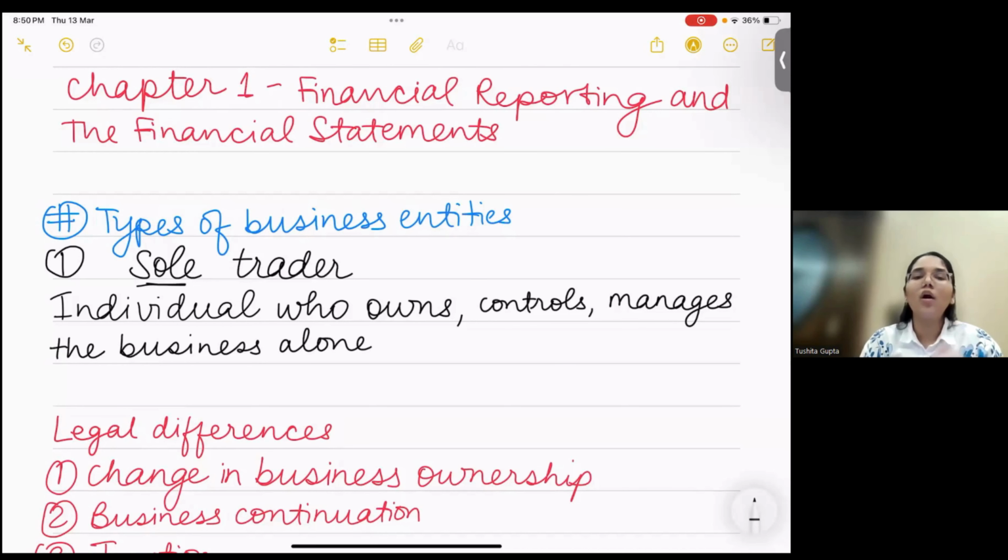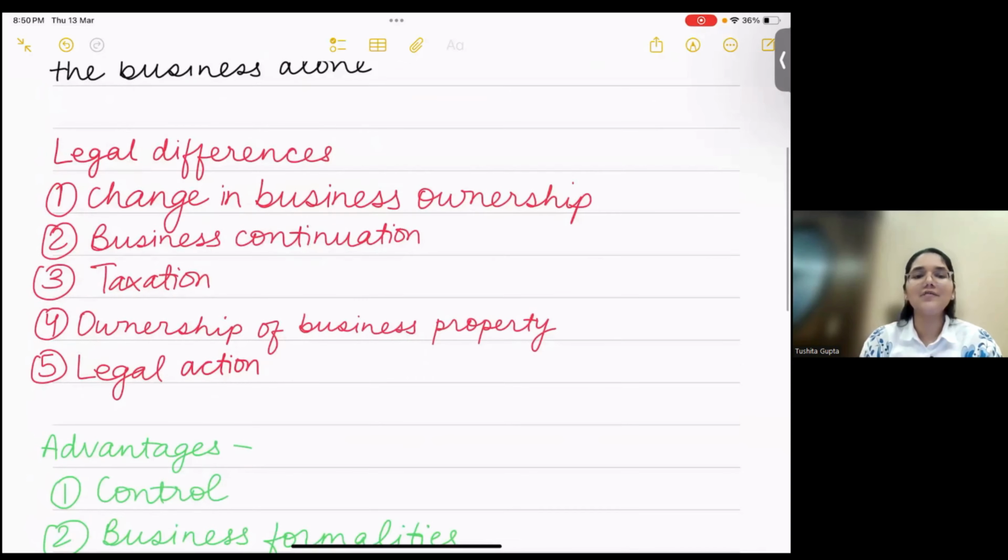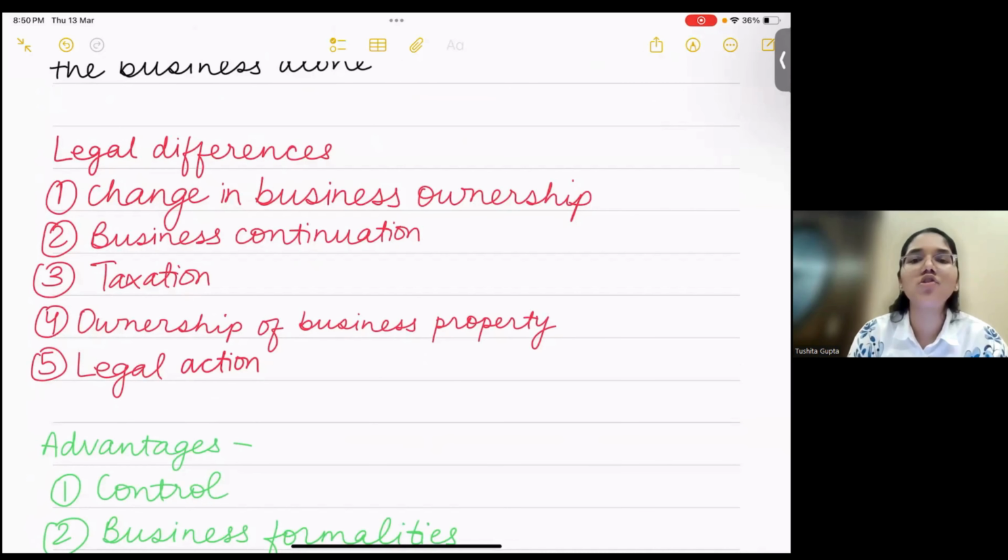Now, talking about what implications it has in legal terms. The very first factor that you will see in front of you is change in business ownership. Let's suppose I am a sole trader, I do my own business. Now, if I want to bring in more people, then it can no longer be a sole trading firm. Then it's going to become probably a partnership or a company. So change in business ownership is only possible if I want to. Nobody can force me to stop my sole tradership business.